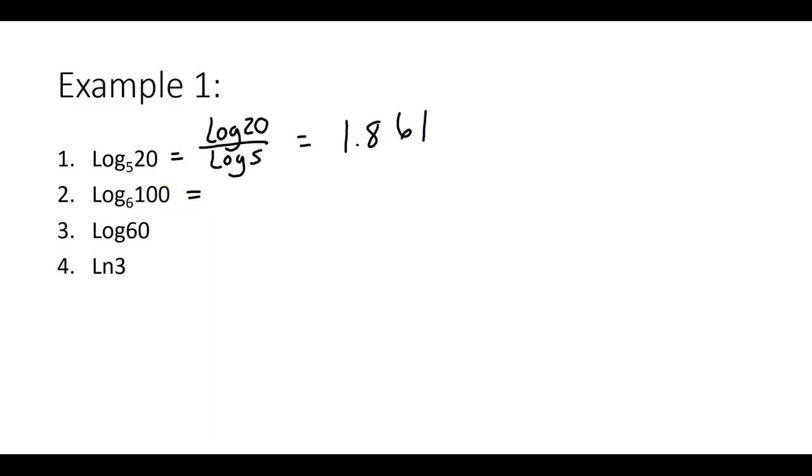All right, let's go ahead and do the next one. Log base 6 of 100. So 6 to what power would be 100? Well, I don't know. You can't write 100 as 6 to a power. So once again, we're going to use our change of base formula: log base 10 on the top and log base 10 on the bottom. We're going to put 100 on the top and 6 on the bottom, and then we use our calculator from there. So for that one, we should be getting 2.570.